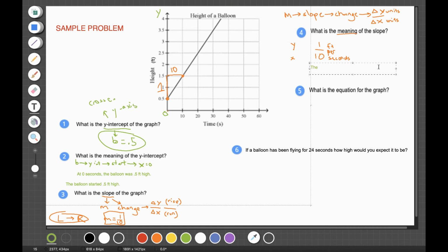The balloon is traveling, so let me change that to orange. The balloon is traveling up 1 foot per 10 seconds. Or 1 foot, instead of per, you could say every, if you want. 1 foot every 10 seconds. Okay, see if you can apply that to your number 4.